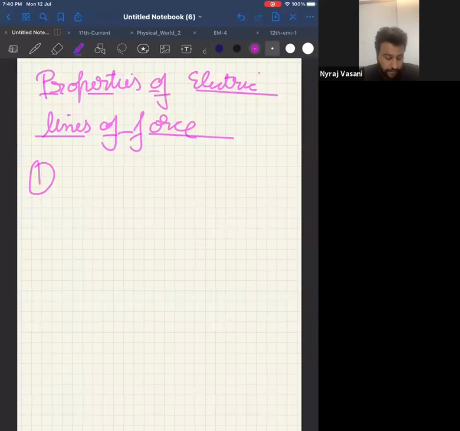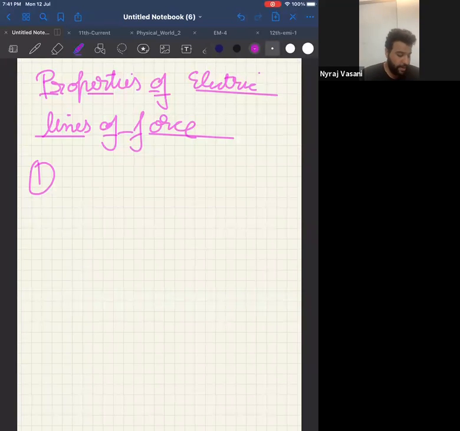Unlike magnetic lines of force, where magnetic lines of force are from south pole to north pole inside the magnet and from north pole to south pole outside the magnet. Unlike that, electric lines of force do not enter the conductor. They go away from positive and they go towards the negative. Point number 7 is not necessary.